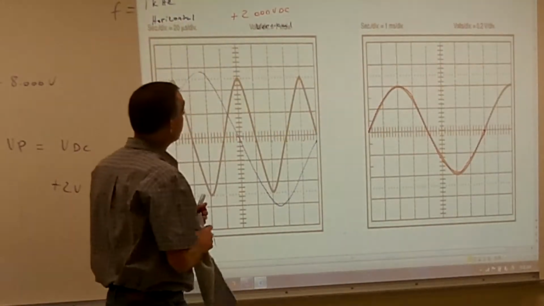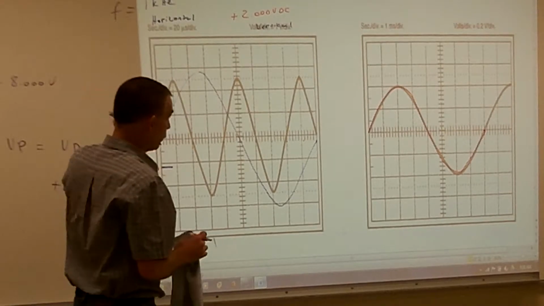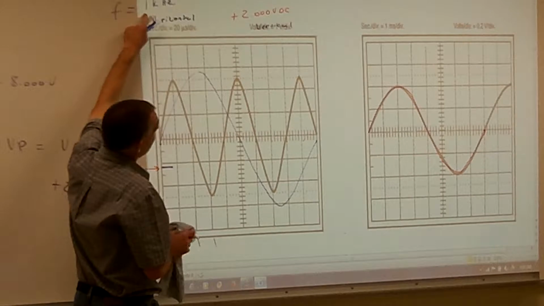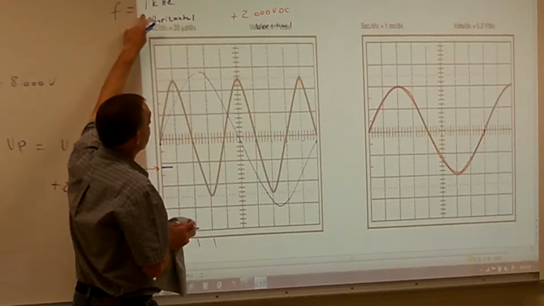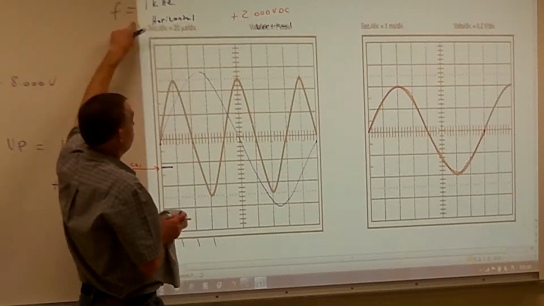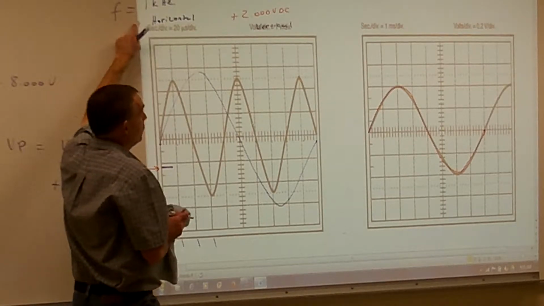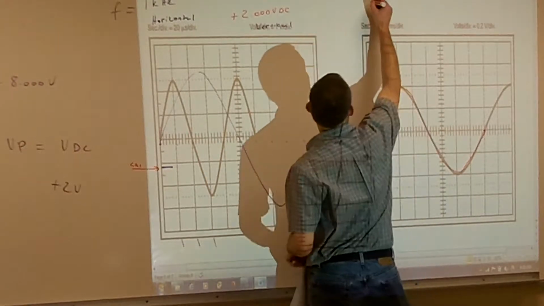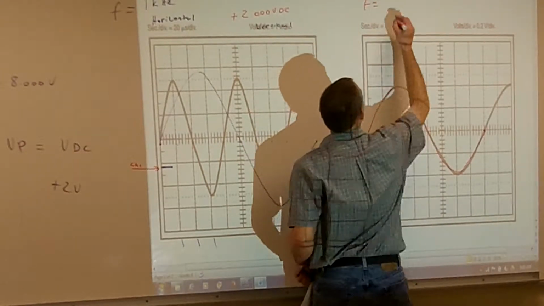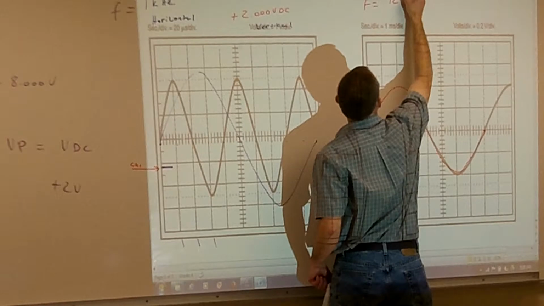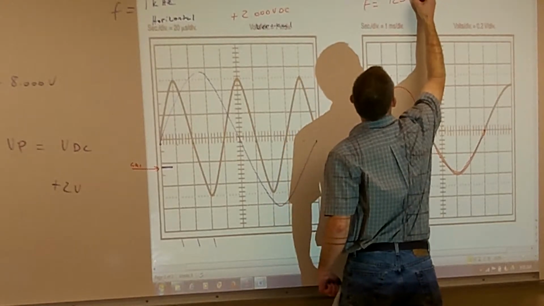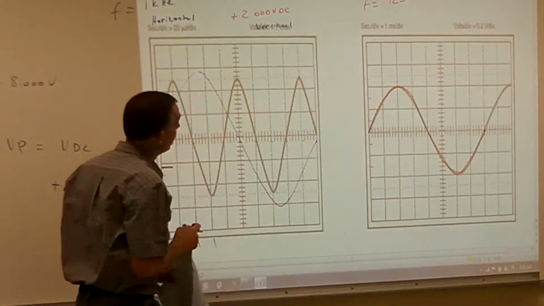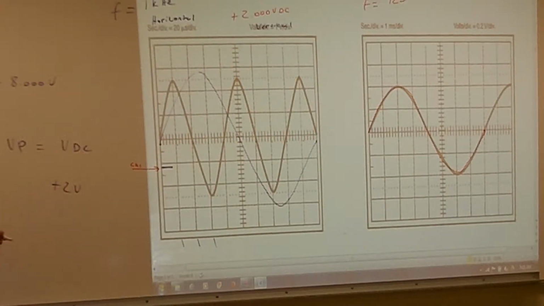And then my frequency of this one is going to be what? Am I going to have a higher or a lower frequency than the previous one? It's going to be a lot smaller, 8 times smaller. So what do I get for our frequency? 125 hertz. Okay, everyone catch on to that then?